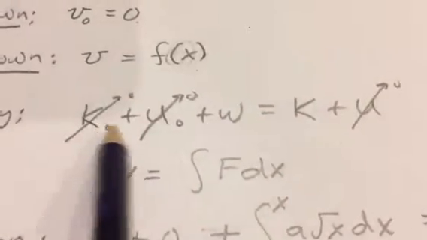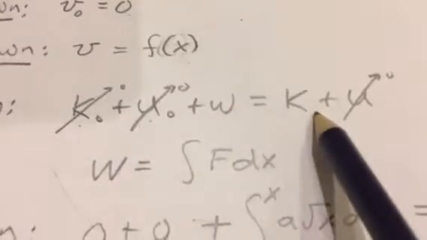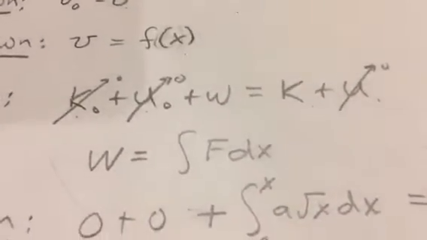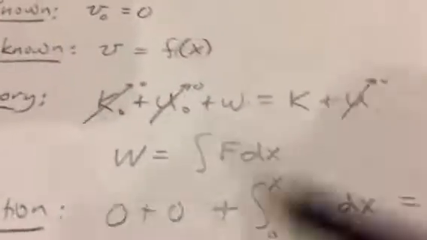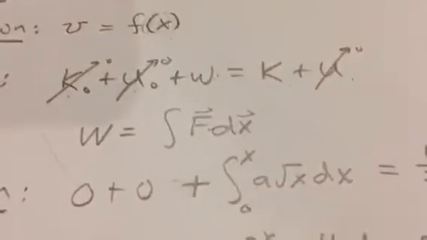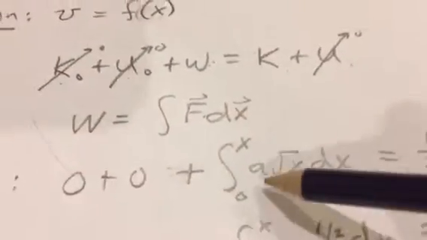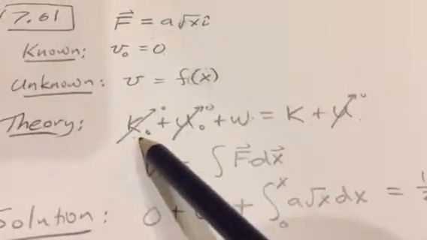The theory we can use here is the conservation of energy. Initial kinetic plus initial potential plus work equals final kinetic plus final potential. The work, this right here, is the integral of f dot dx. This is really a one-dimensional problem, so this dot product just becomes f dx like that. The kinetic energy is 0 initially because it's at rest.